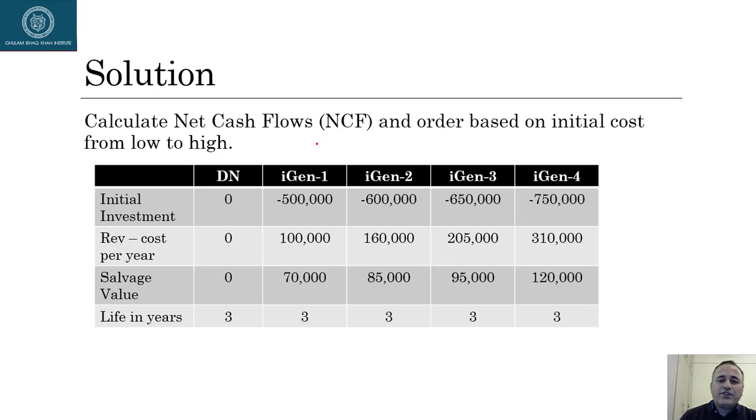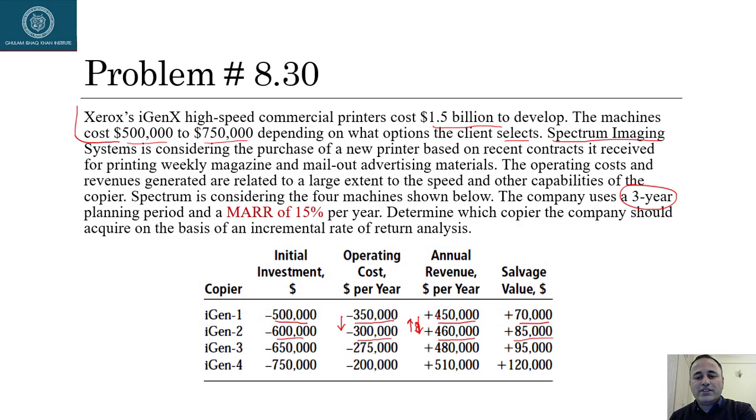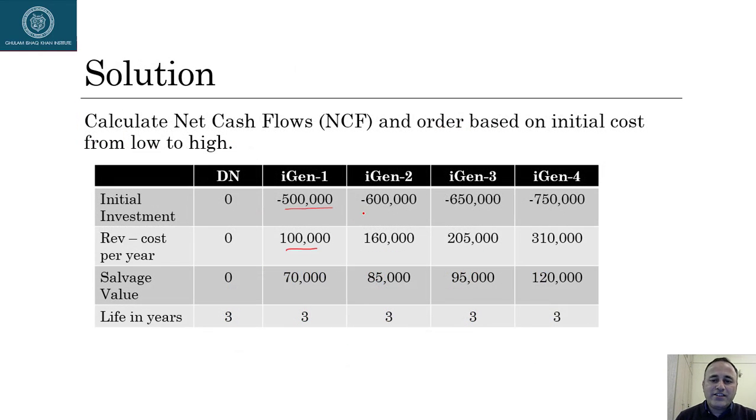Now these are the net cash flows. The initial investment of iGen 1, as you remember, was $500,000. The revenue minus cost per year is $100,000. How? Because it is 450 minus 350, so the total is 100,000. So that's the net cash flow. Then 160, 205, and 310. And they're considering a 3-year life for these printers.